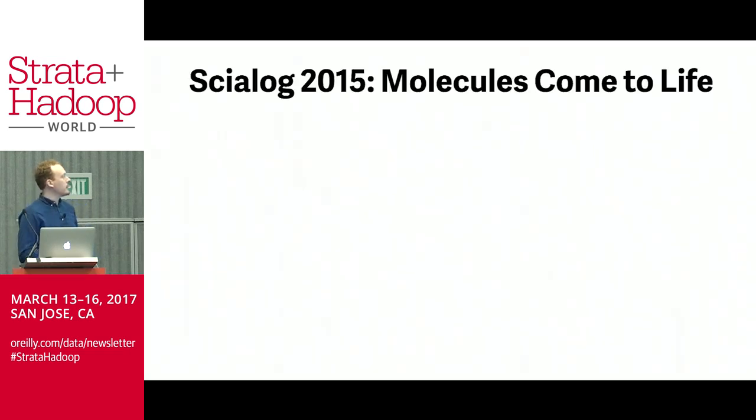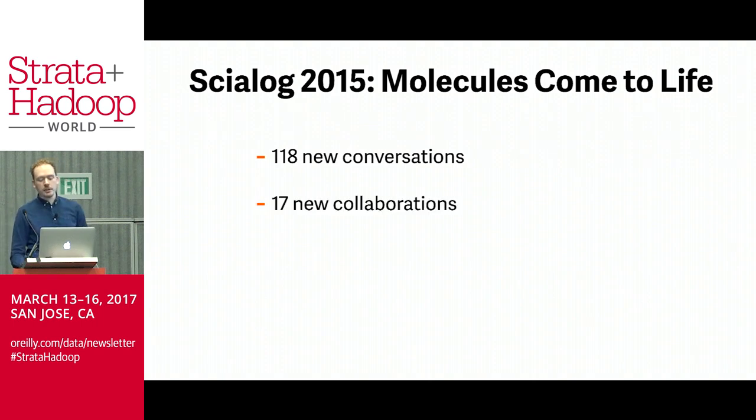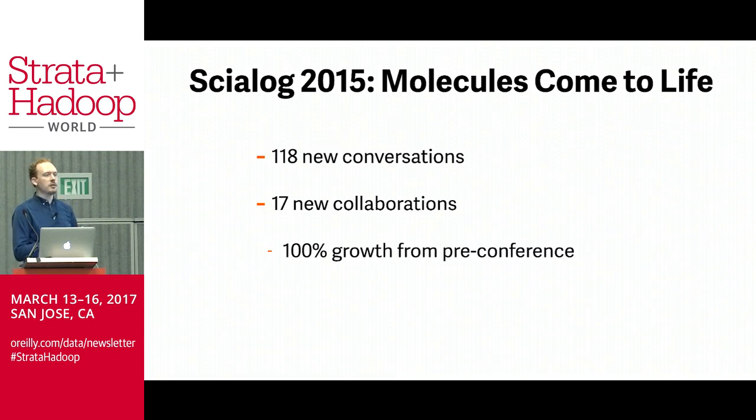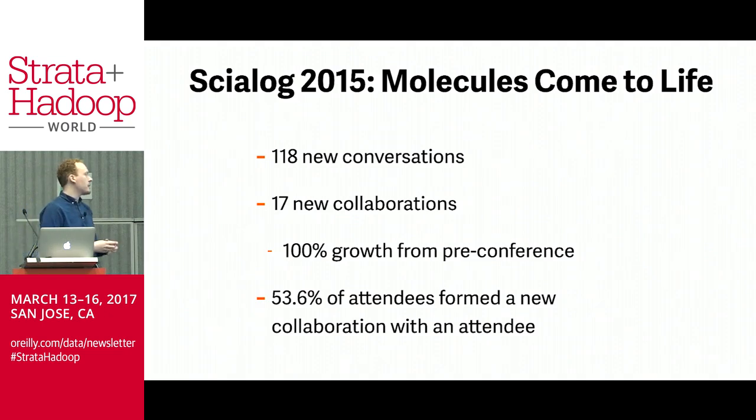Speaking of this particular conference, there are 118 new conversation links between people at this conference. There are 17 new collaborations, and that's as many as existed before they came in. So there are twice as many collaboration links in this community of people after this conference as before. And that 17 number may look kind of small, but when you consider that each collaboration involves at least 2 people, and there's only 50 or so junior people at this event, over half of attendees actually formed a new collaboration with somebody else who was there.